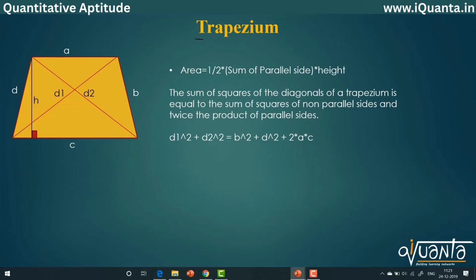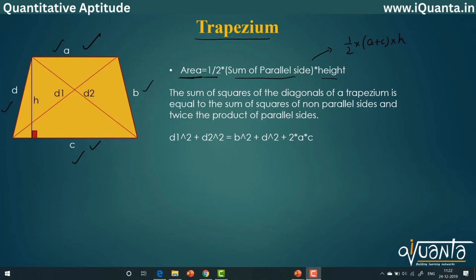We have a trapezium with us. So trapezium is nothing but a quadrilateral that has only two of its sides parallel, two opposite sides parallel, and there will be two opposite non-parallel sides. So here this side and this side, they are parallel, this side and this side, they are non-parallel to each other. The formula to find out area of a trapezium is half into sum of parallel sides into height. So here we can write the area of this trapezium as half a plus c into h.